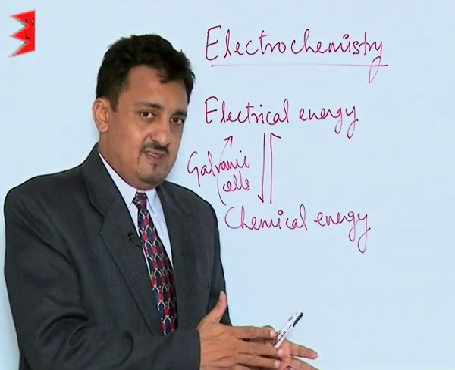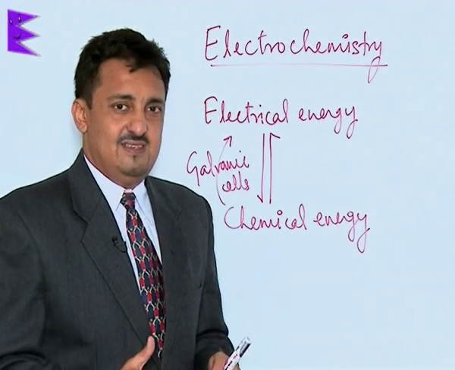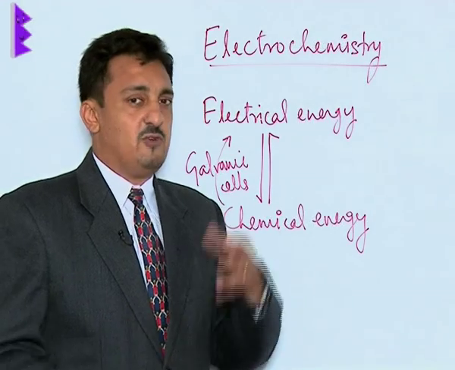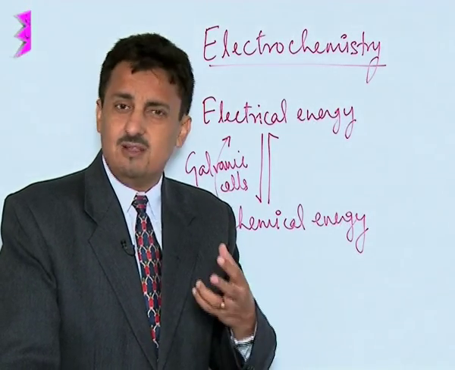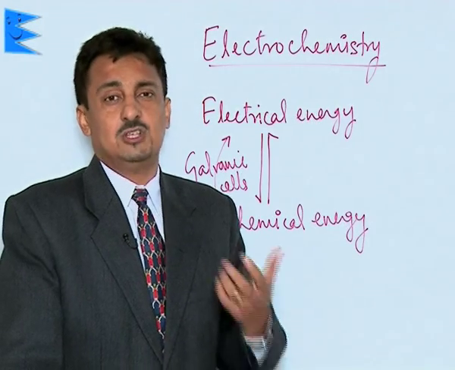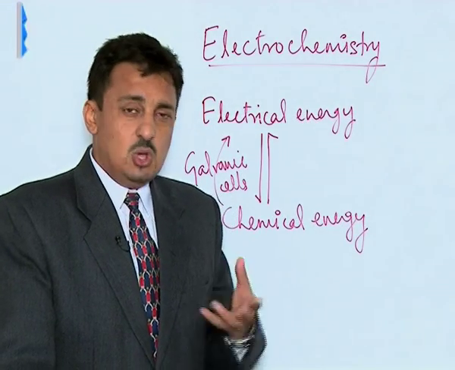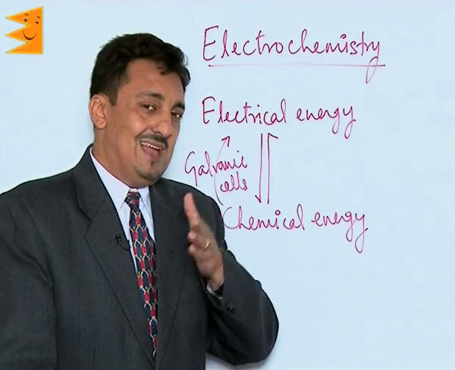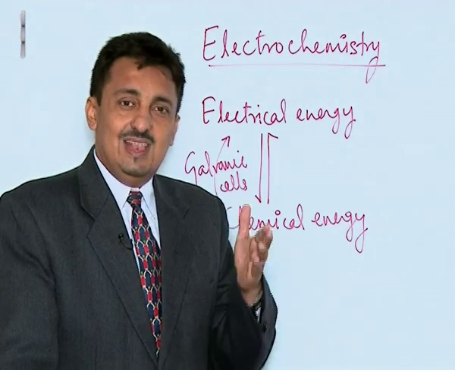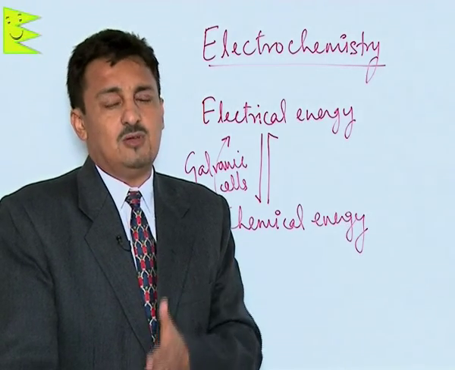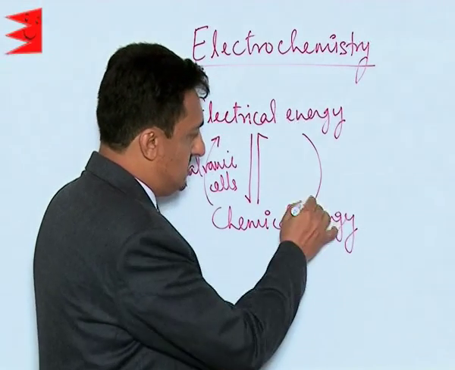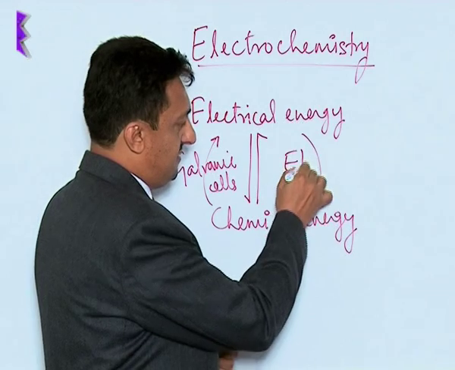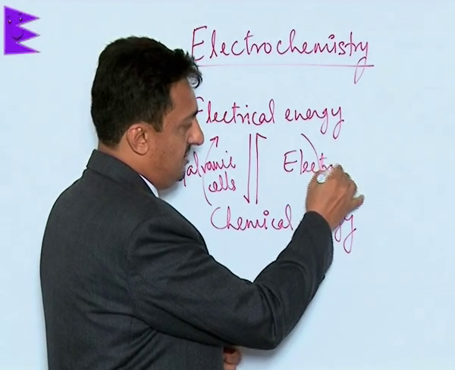Then the second aspect, the electrolytic cells, the process of electrolysis, in which we use electrical energy to bring about certain chemical reactions which are otherwise non-spontaneous. So in electrolytic cells, electrical energy is used to bring about a non-spontaneous redox reaction. So this conversion is possible in the cells which are called electrolytic cells.